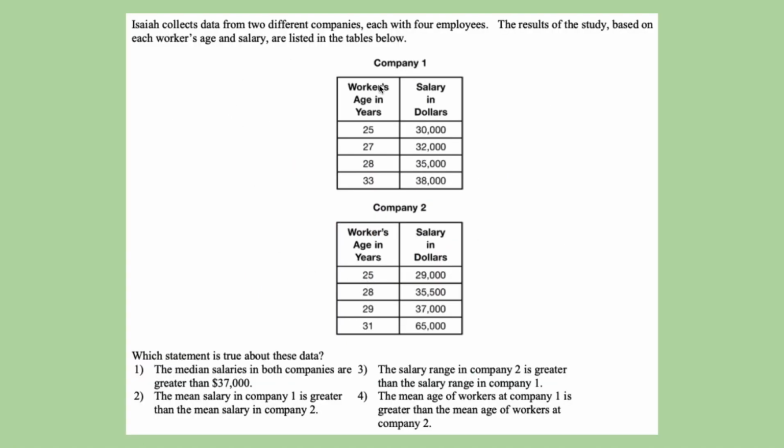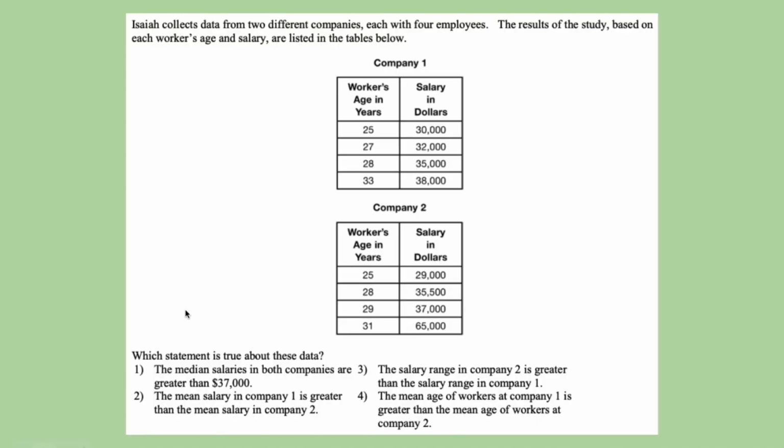Next, they're asking about, I'll just read the question. Azaya collects data from 2 different companies, each with 4 employees. The results of the study, based on each worker's age and salary, are listed in the tables below. Which statement is true about these data? The median salaries in both companies are greater than $37,000. The mean salary in Company 1 is greater than the mean salary in Company 2. The salary range in Company 2 is greater than the salary range in Company 1. And the mean age of workers at Company 1 is greater than the mean age of workers in Company 2.